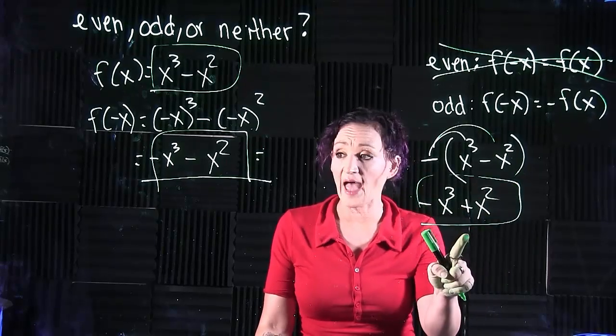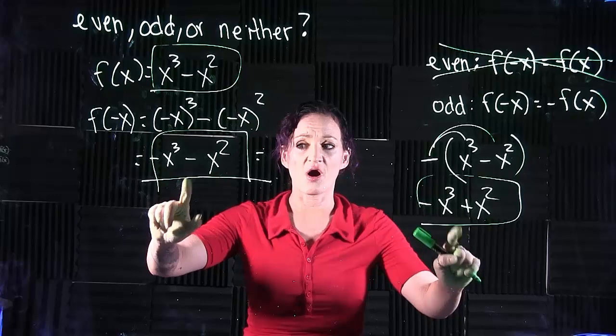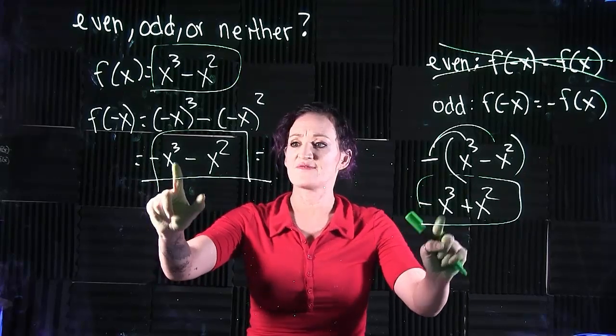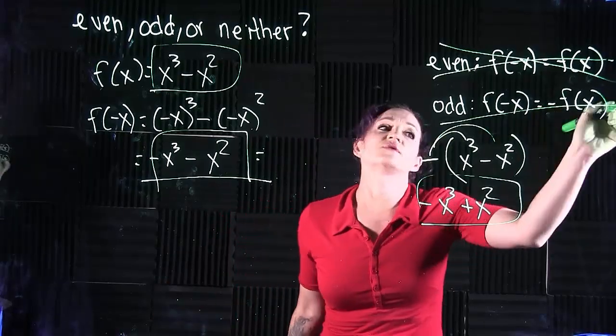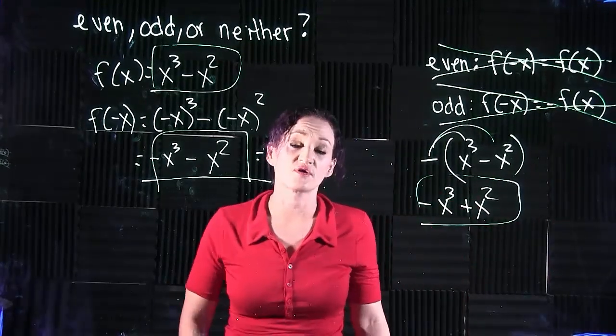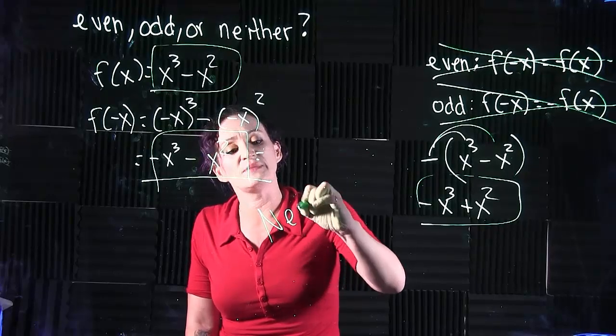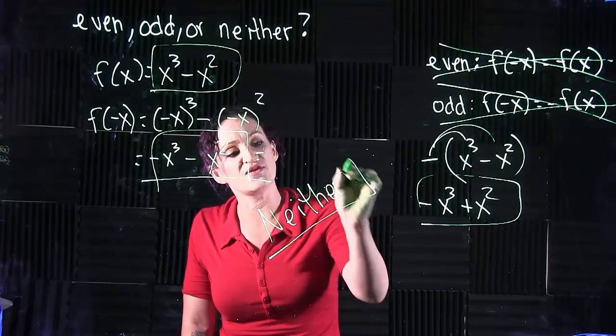Now compare that to f of negative x. Are these the same? Well, we get a negative x cubed, but this is negative x squared, this is positive x squared, which means it does not meet the criteria for it being odd, which means this is a neither case.